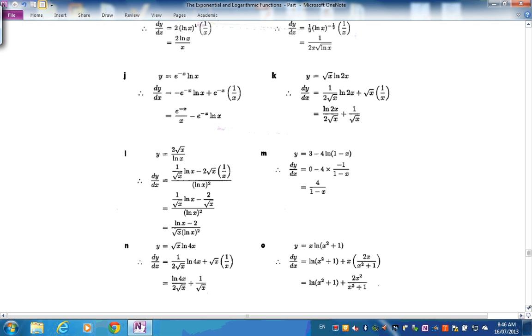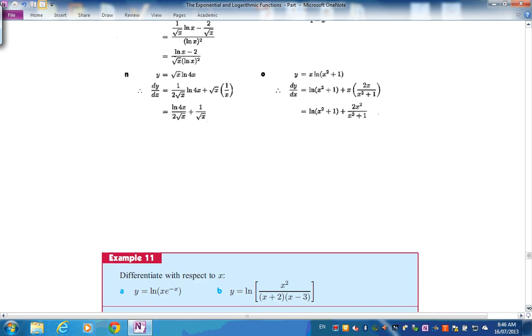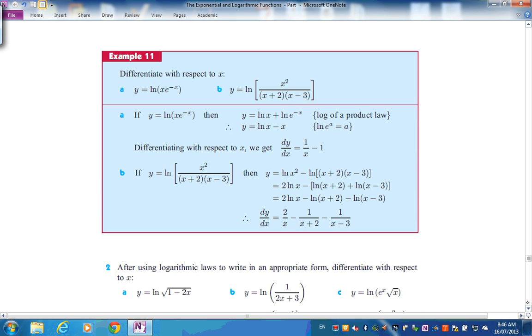Okay, let's move on then to another example here. Differentiate with respect to x. That's just a straight derivative, as is the slope, as is the instantaneous rate of change. So let's have a look at it. The log of those things multiplied. Just use the log rules. Let's break it up first.